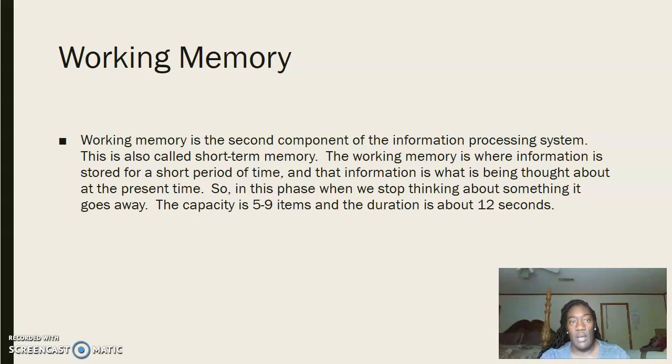Working memory is the second component. This is where information is received and stored for a short period of time, and that information is what is being thought at the present time, like whatever is on your mind at the moment. That's the working memory. It's also known as short-term memory. You can have like 5 to 9 items at a time on your mind, and the duration is like 12 seconds.